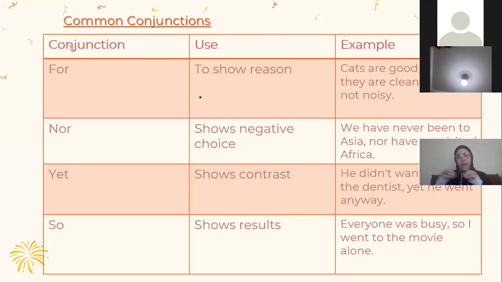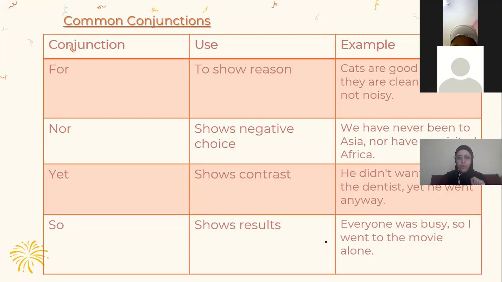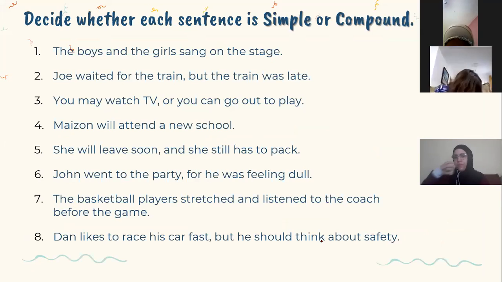If you have to show a reason, you want to show that something happened because of something else, you have to use for. If you have two negative choices, two choices that will not happen or couldn't happen, we use nor. Also, if you want to show opposite ideas, you can use yet. And if there is a result, you can use so. Okay, guys? Till here?